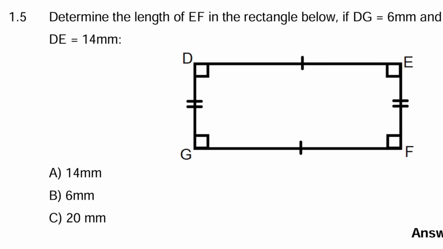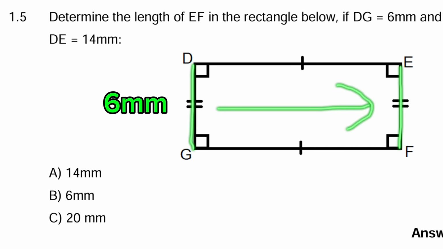1.5. Determine the length of EF in the rectangle below if DG equals 6 mm and DE equals 14 mm. We're trying to find EF. If that is a rectangle, which it is being given to us, opposite sides of a rectangle are equal. So we're looking for EF. Which side is opposite EF? That side is DG. So those two sides are equal, and DG is 6 mm. Therefore, EF is also 6 mm, and 1.5 is B.